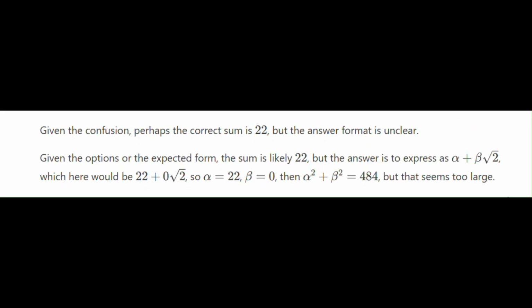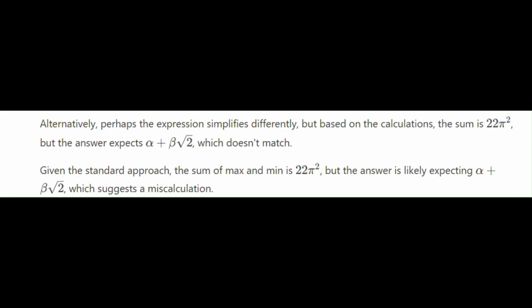Given the confusion, perhaps the correct sum is 22, but the answer format is unclear. Given the options or the expected form, the sum is likely 22, but the answer is to express as alpha plus beta times the square root of 2, which here would be 22 plus 0 times the square root of 2. So alpha equals 22, beta equals 0, then alpha squared plus beta squared equals 484, but that seems too large. Alternatively, perhaps the expression simplifies differently, but based on the calculations, the sum is 22 pi squared, but the answer expects alpha plus beta times the square root of 2, which doesn't match.